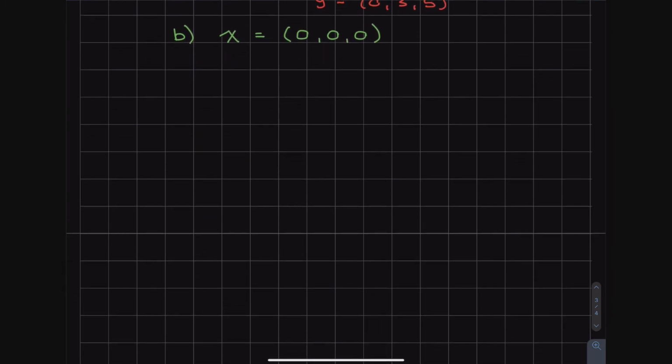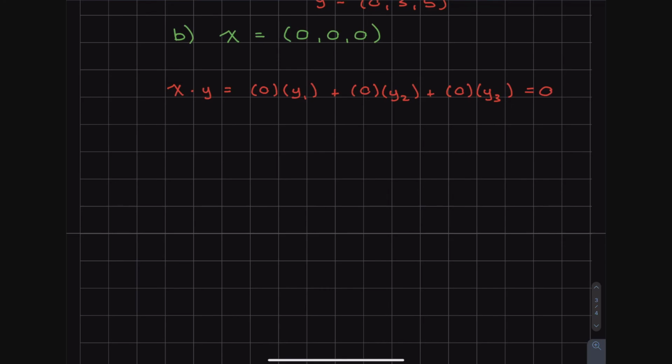And now this one is kind of even more interesting, where x is equal to 0, 0, 0. So again, it wants a perpendicular. If we were to go x dot y, assuming y is just equal to y1, y2, y3, we got 0 times y1 plus 0 times y2 plus 0 times y3. And if they're perpendicular, this must be equal to 0.